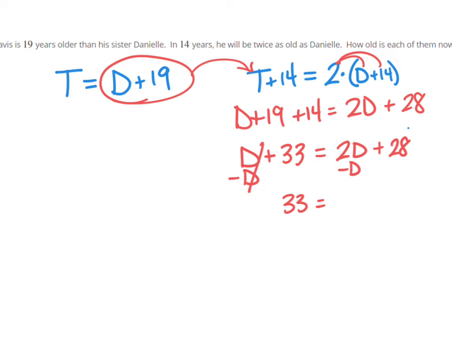And remember, that's like a 1D. So 2D minus 1D is a 1D. And really, you could probably just write it D. You don't need to write it 1D. In fact, Hawks doesn't really like it when you do that. So I will get rid of that 1 on my next step.